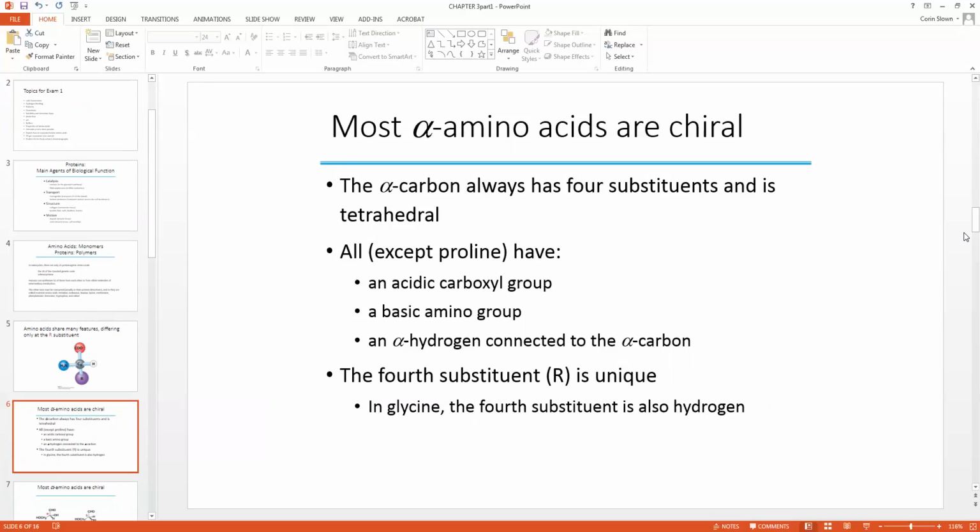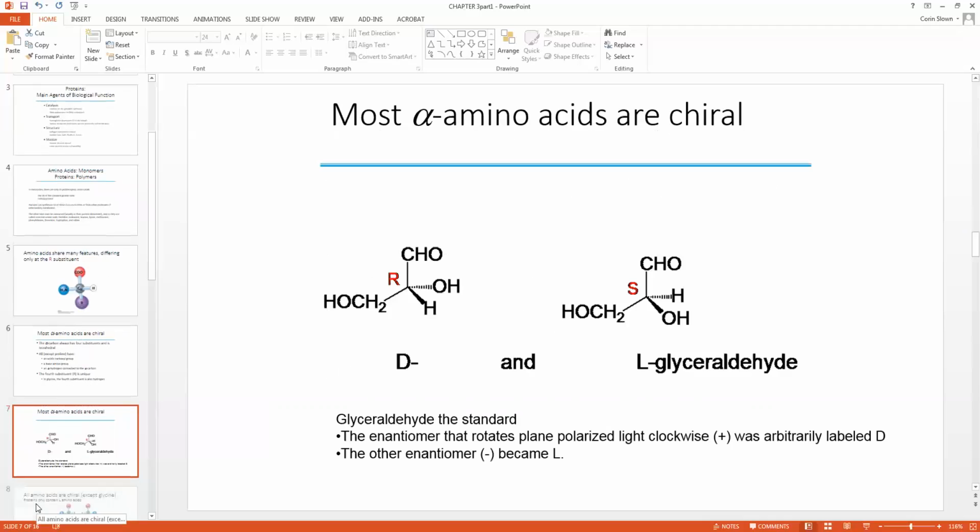With the exception of proline, all are going to have an acidic carboxyl group, a basic amino group, and then usually that alpha hydrogen connected to the alpha carbon as well. And it's this 4th substituent R that's unique. So in glycine, the 4th substituent is also going to be hydrogen.